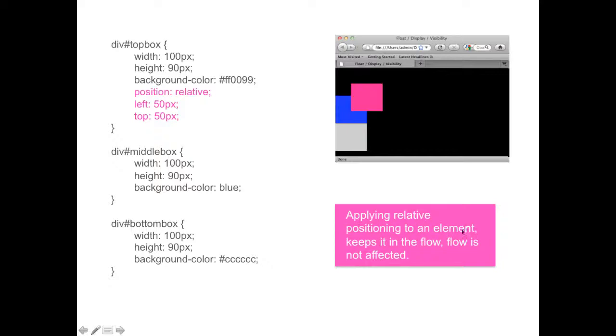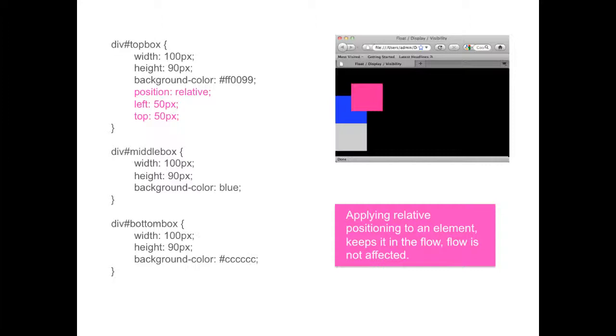Applying relative positioning to an element keeps it in the flow. The flow is not affected. We discussed the concept of the flow earlier, and in this case, the fuchsia box has a position relative, and the rule is saying applying relative positioning to an element keeps it in the flow. The flow is not affected.